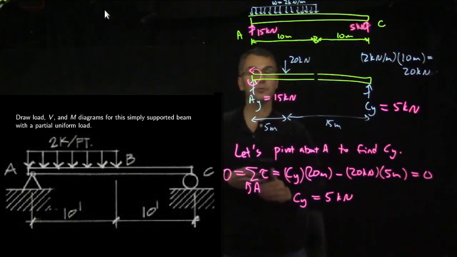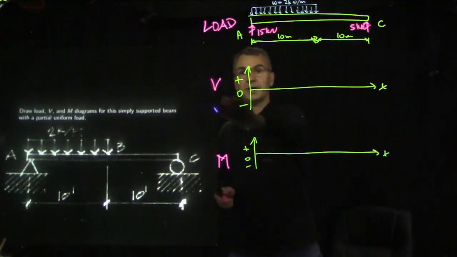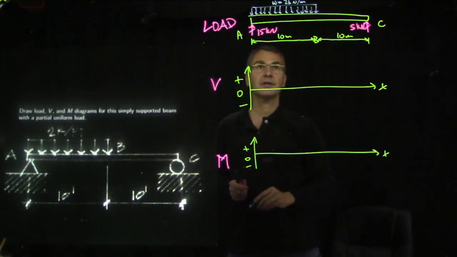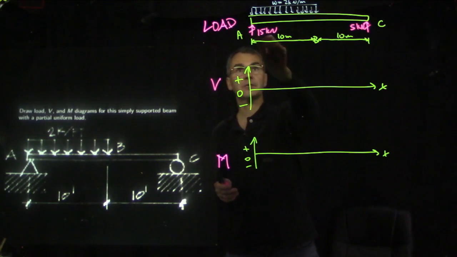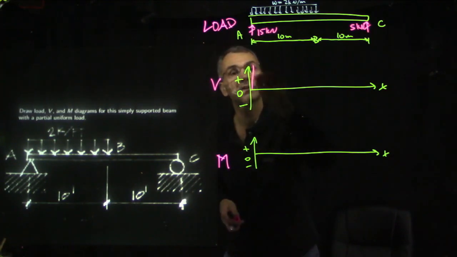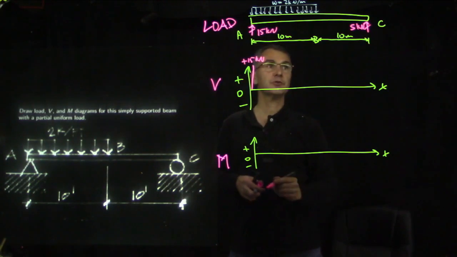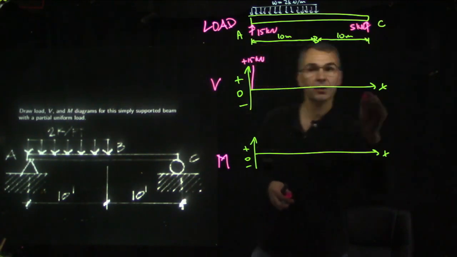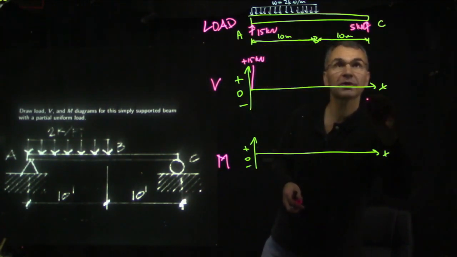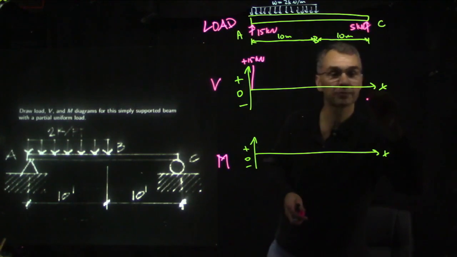Now we can erase and make room for the V and M diagram. For the shear diagram V, we want the running sum up minus down of the vertical forces on the beam. So we start out with this plus 15. So here is an immediate jump up to plus 15 kilonewtons. Then we have a downward slope of 2, and where are we going to wind up? Well, somehow just before this end, we'll be at minus 5, and then this 5 will bring us up to 0.